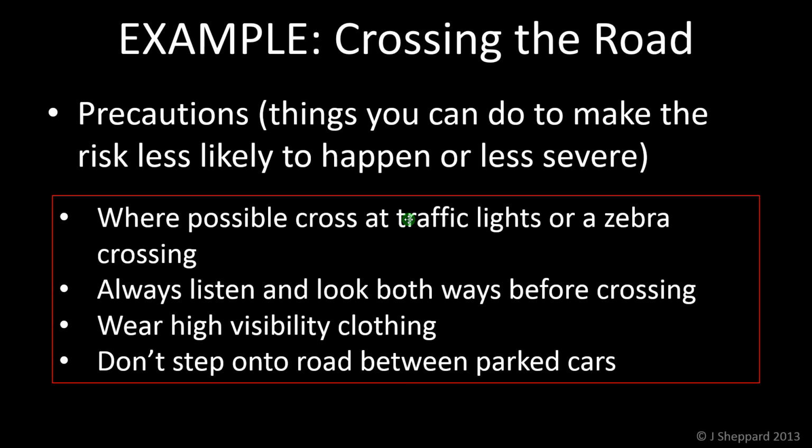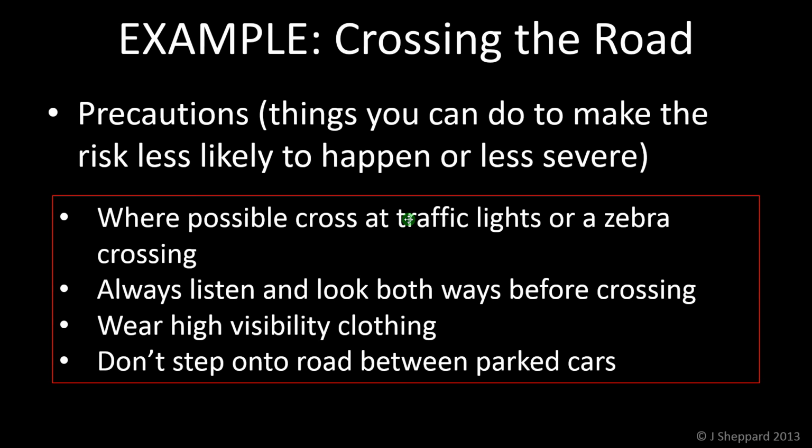Always listen and look both ways before crossing. That's going to reduce your risk, obviously, by reducing the likelihood of you stepping out when there is a car there. Wear high visibility clothing. If you do step out, the car's more likely to see you and be able to stop. Don't step onto the road between parked cars, because then you come out straight into the road and the cars again are likely to see you. So all four of those things are going to reduce the likelihood of a collision between you and a car. So that's reducing your risk. Those are your precautions. So don't feel like there's only necessarily one thing that you can write in the precautions box. There might be several sensible things you can do.